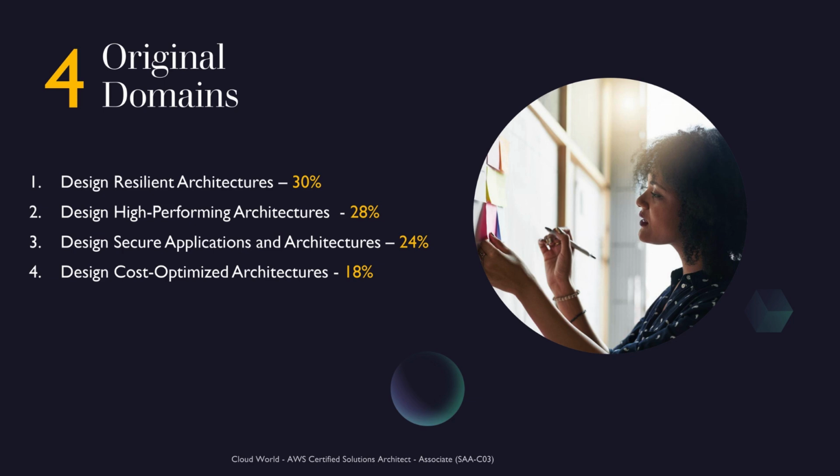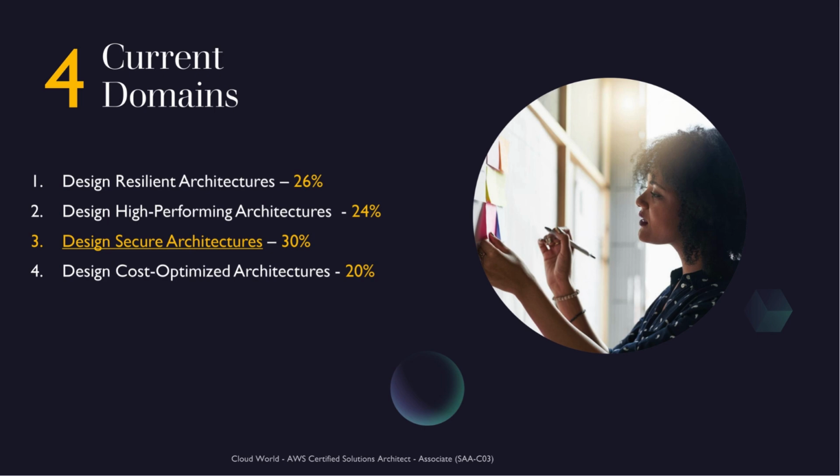Well, with this third version of the exam, AWS switched some things up. They moved some weights around and they renamed one of the domains. So now we have design resilient architectures at 26%. We have design high-performing architectures, which is now at 24%. They renamed the secure architecture domain to design secure architectures, which weighs in at 30%. So there's a big emphasis on this particular domain now. And then lastly, they kept design cost optimized architectures and bumped it up to 20%. So you can see they moved some of the weights around and renamed this one domain.